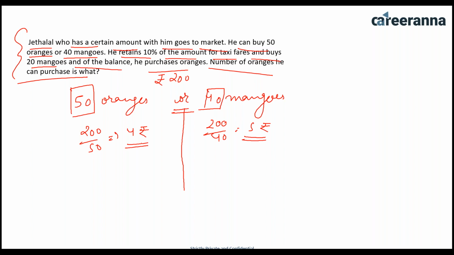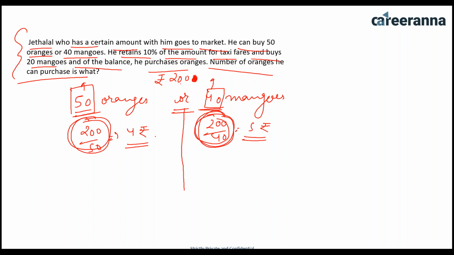Yes, I'll explain it again. As per the question, 50 oranges or 40 mangoes are to be taken, right? Initially I have to take the LCM of these numbers. You can take 2000, 10,000, 1000, 100, any value. But if I take the LCM, it is easy for me to solve this particular part, which is in the circle.